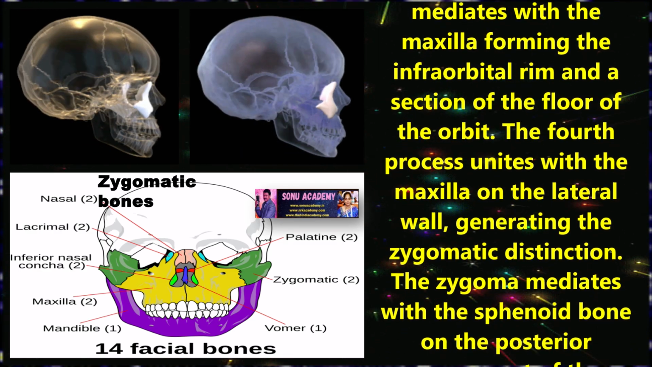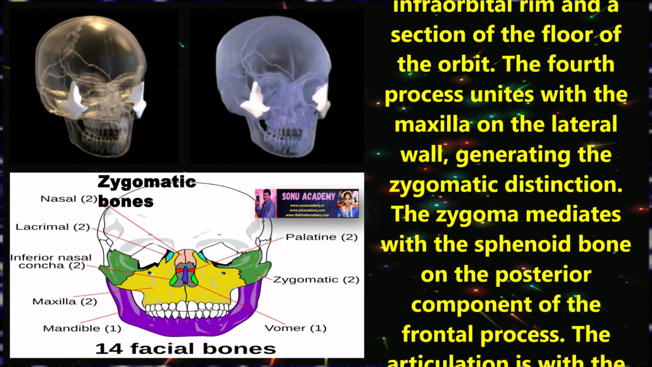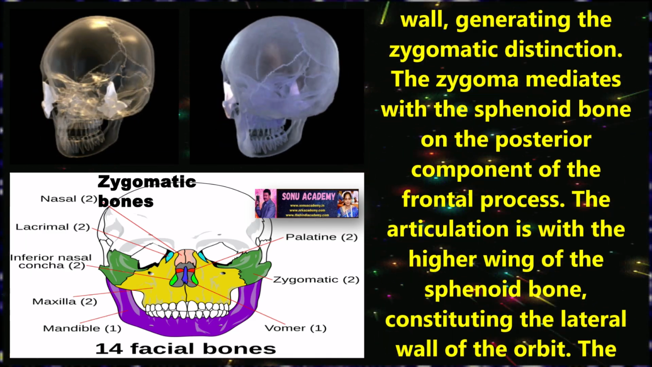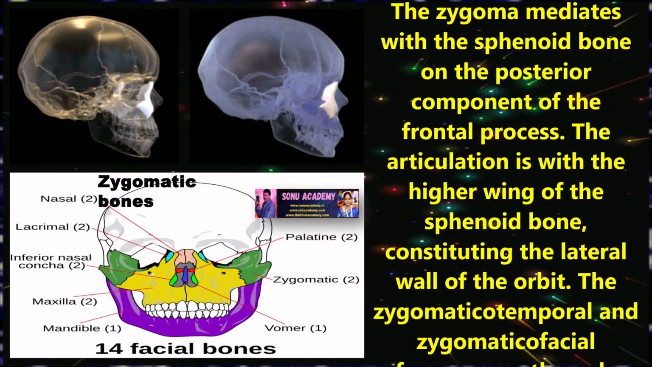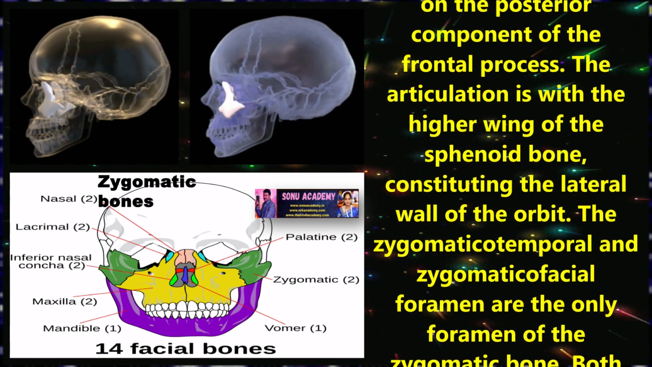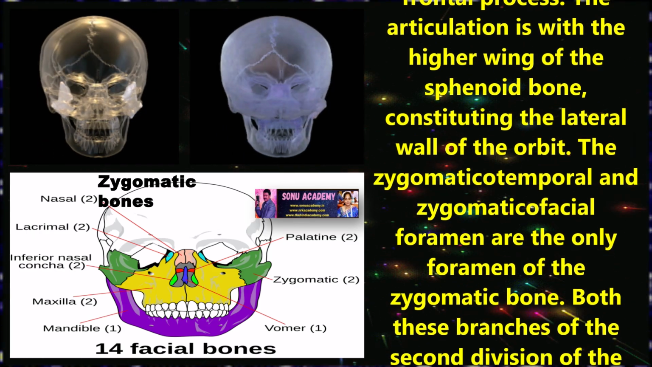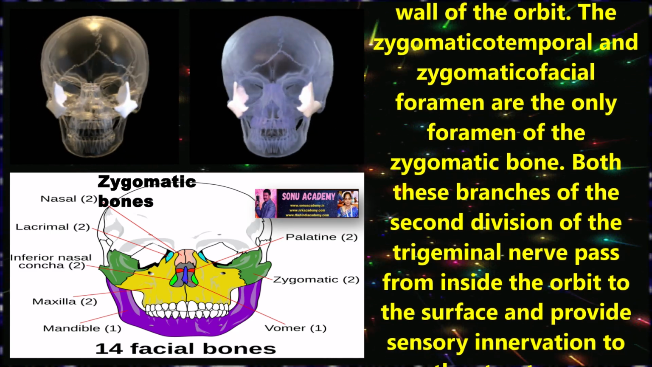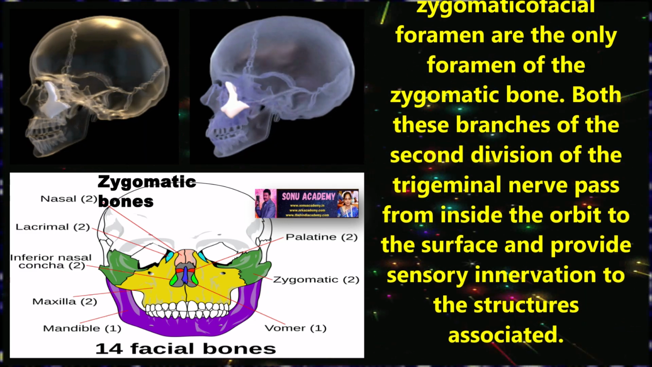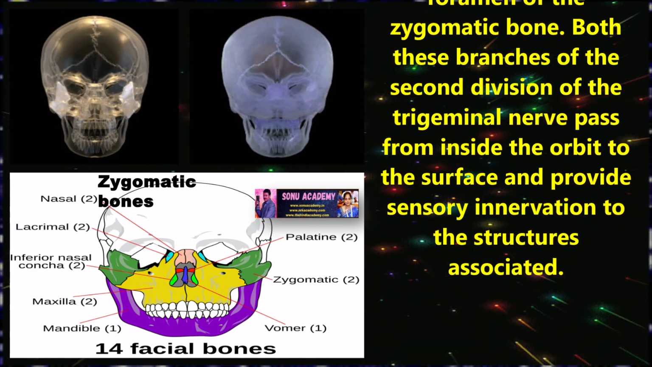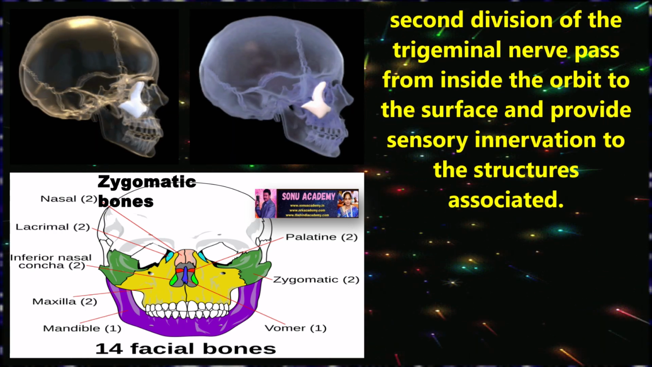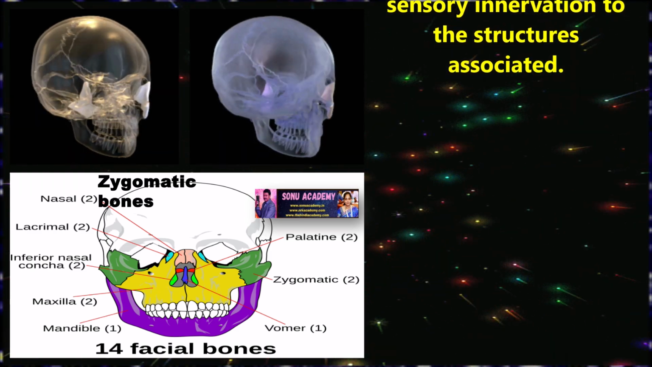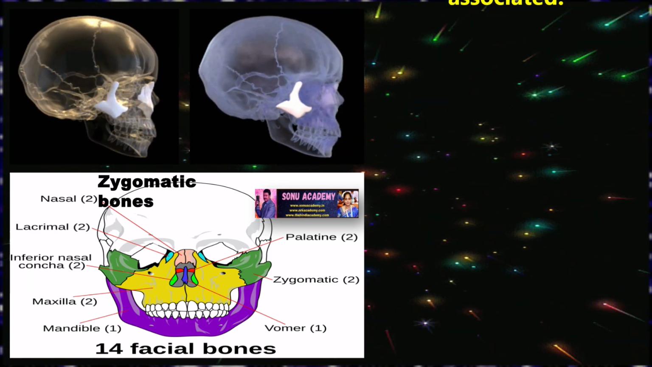The fourth process unites with the maxilla on the lateral wall, generating the zygomatic prominence. The zygoma articulates with the sphenoid bone on the posterior component of the frontal process. The articulation is with the greater wing of the sphenoid bone, constituting the lateral wall of the orbit. The zygomaticotemporal and the zygomaticofacial foramina are the only foramina of the zygomatic bone. Both are branches of the second division of the trigeminal nerve, which pass from inside the orbit to the face and provide sensory innervation to the associated structures.